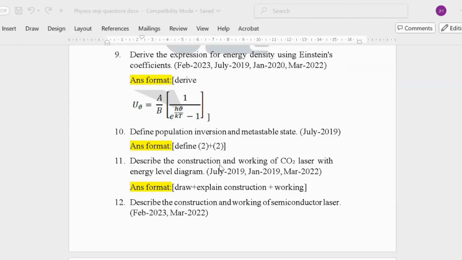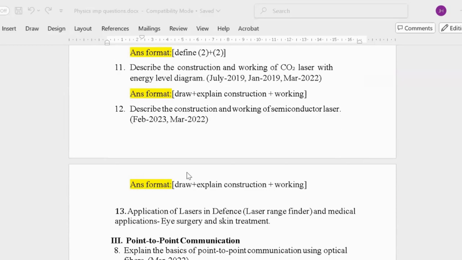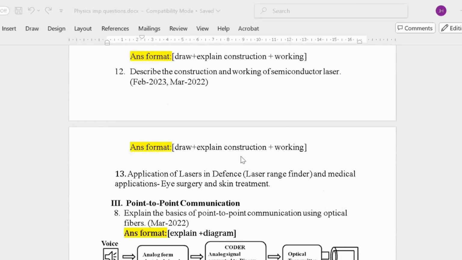Next, describe the construction and working of CO2 laser with energy level diagram. So drawing, then explain the construction and working. Okay. Next, describe the construction and working of semiconductor laser. So mandatory, you have to draw again, even if they don't mention construct the diagram or draw, you have to draw, right? Then again, you have to write the working.